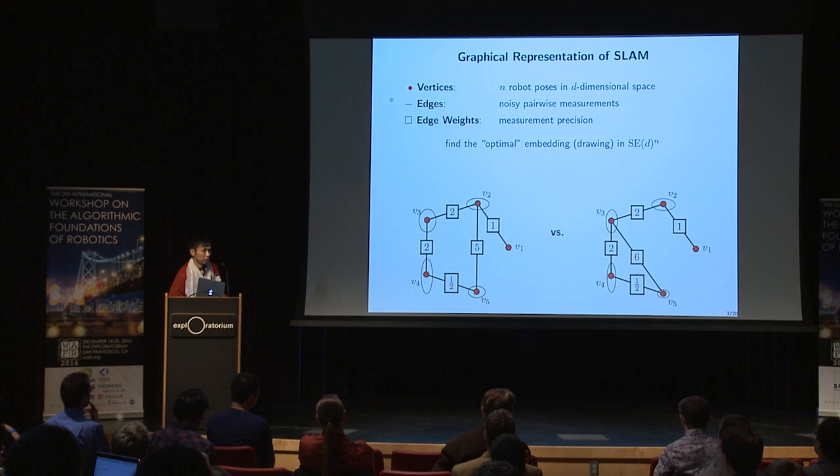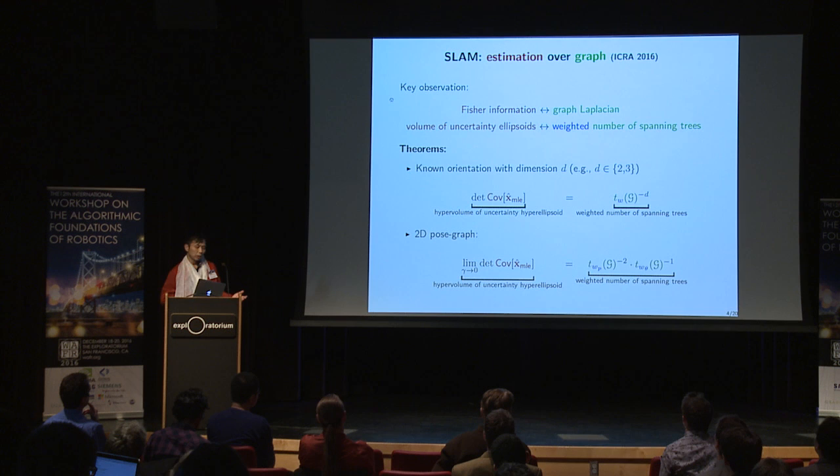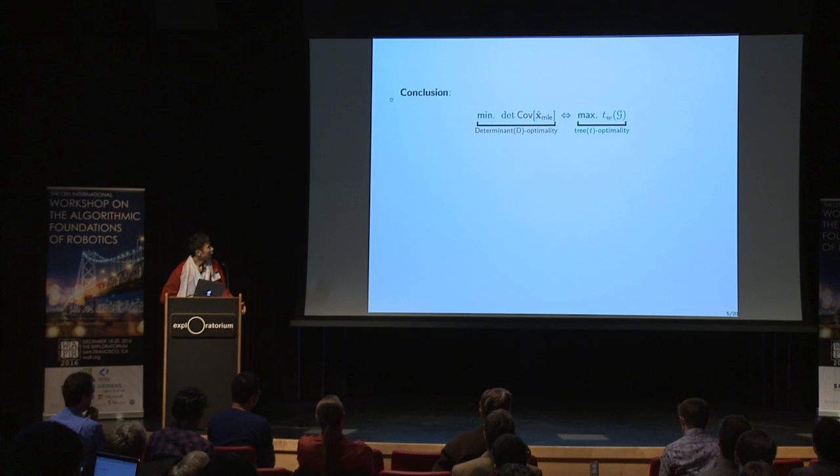So in ICRA 2016, we proved this result. Basically, we proved that the volume of the uncertainty ellipsoid of the final SLAM estimate is closely related to the weighted number of spanning trees. I will ignore the detailed result, but the key message is that minimizing the determinant of the covariance matrix of the maximum likelihood estimate in SLAM is almost the same as maximizing the weighted number of spanning trees in the SLAM graph.